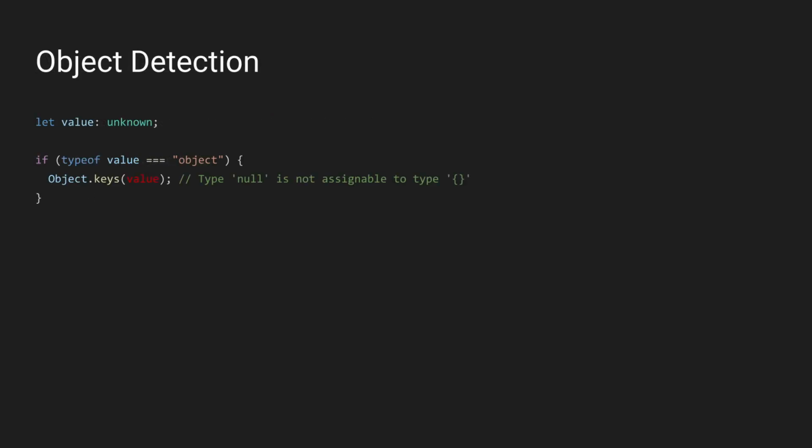Detecting an object is a complex topic. Let's begin with the basic and naive approach. For general object detection, we can use the typeof operator and simultaneously check if the value is not null. If you are wondering why we need this extra check, typeof null equals object. JavaScript, as always, amuses its users.